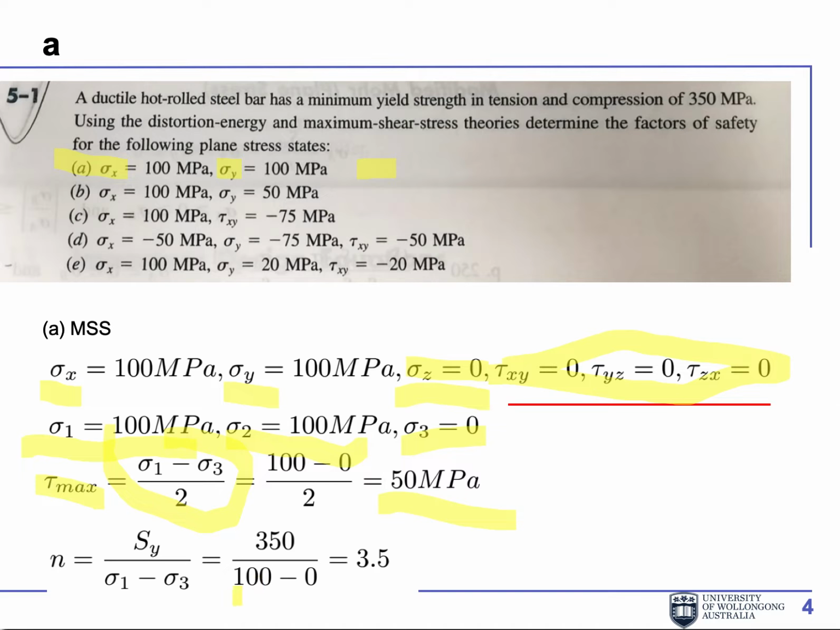Then use our safety factor formula, Sy over sigma 1 minus sigma 3, and we get 3.5. Okay, so this is the case when you are already given the principal stress and don't have the shear stress.